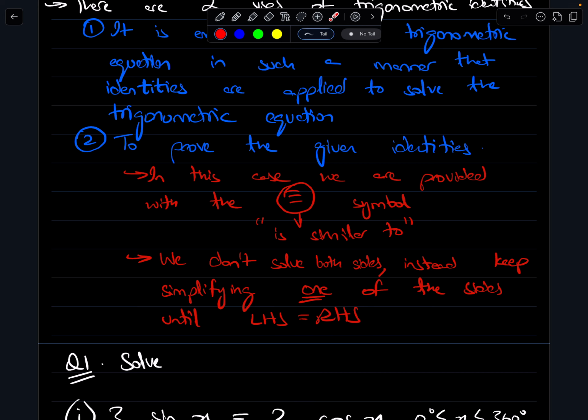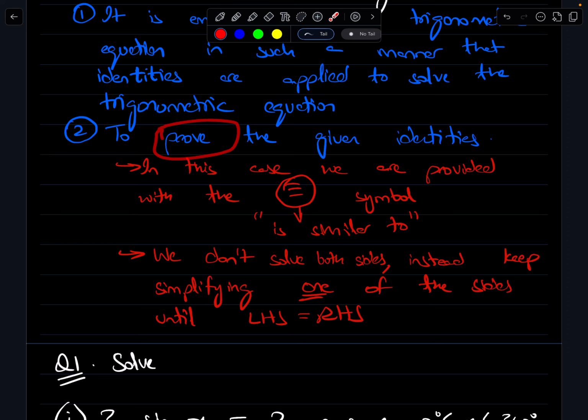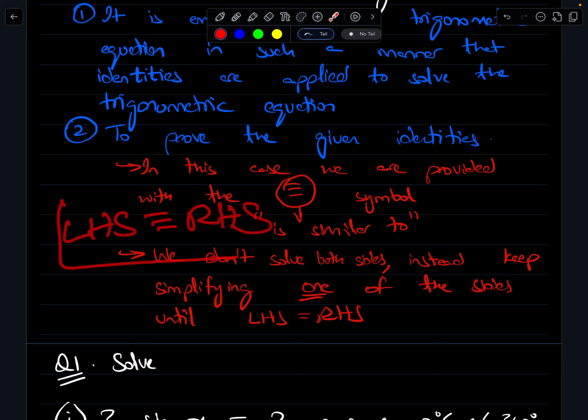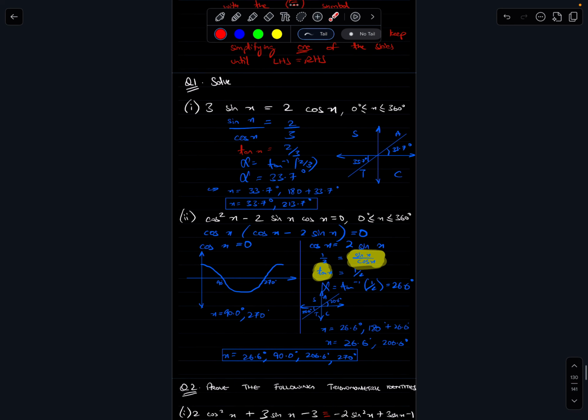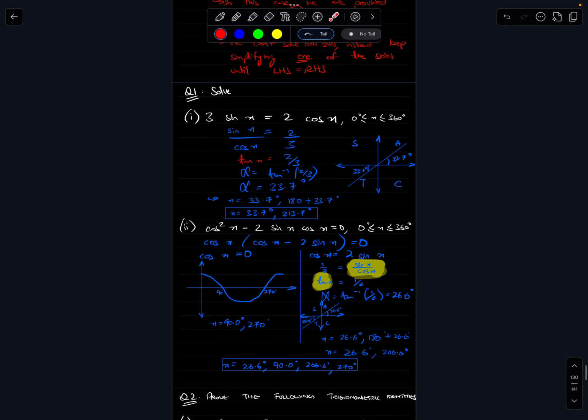Or we may be asked to prove an identity. In this case, we'll be given this symbol, which means is similar to. The context is that the left hand side is similar to the right hand side, although they may not seem equal, but by embedding some identity, we make them equal. And we will not solve both sides. Instead, we'll keep simplifying one of the sides until it becomes equal to the other.